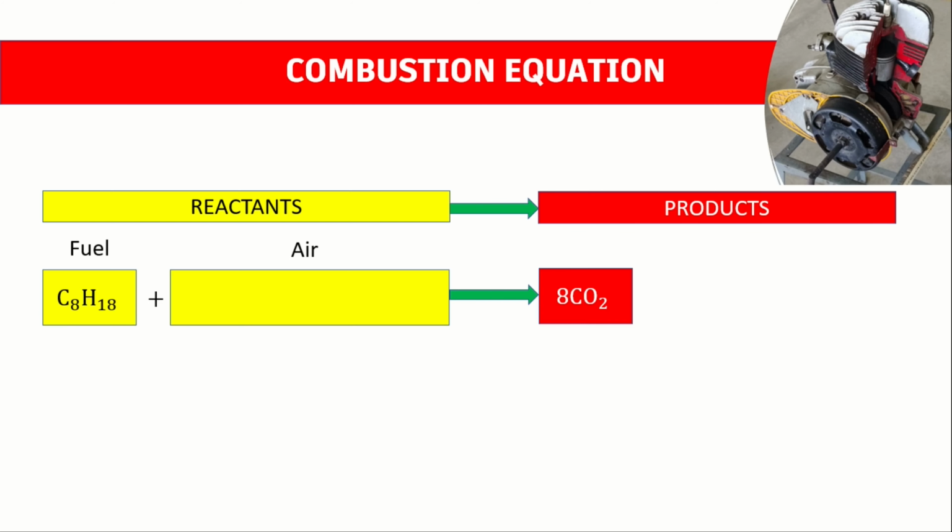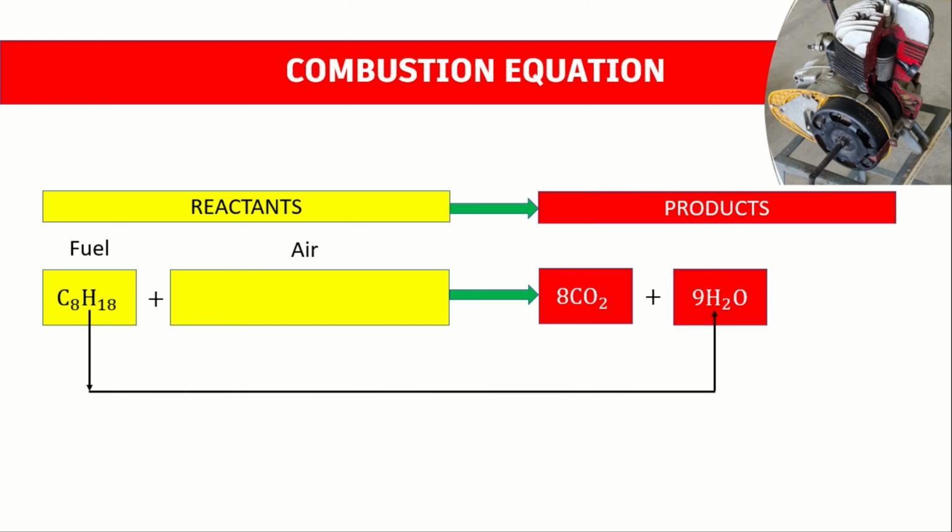Then we have another product which is H2O. H converts into H2O. Again we will go for the balancing. Here we have H18, therefore 9H2. 9 into 2 is 18. So again we are balancing the hydrogen moles. Here we can see C8 converts into 8CO2, and H18 converts into 9H2O.